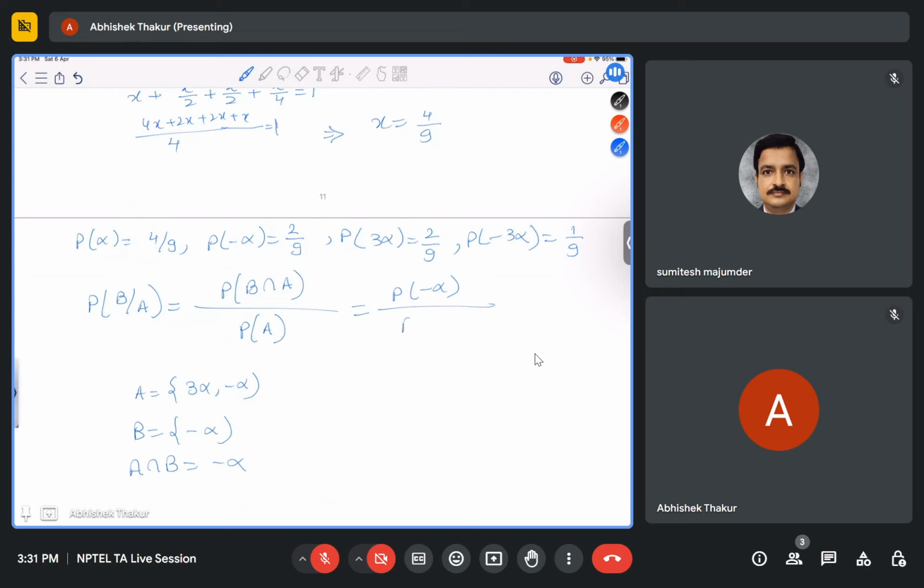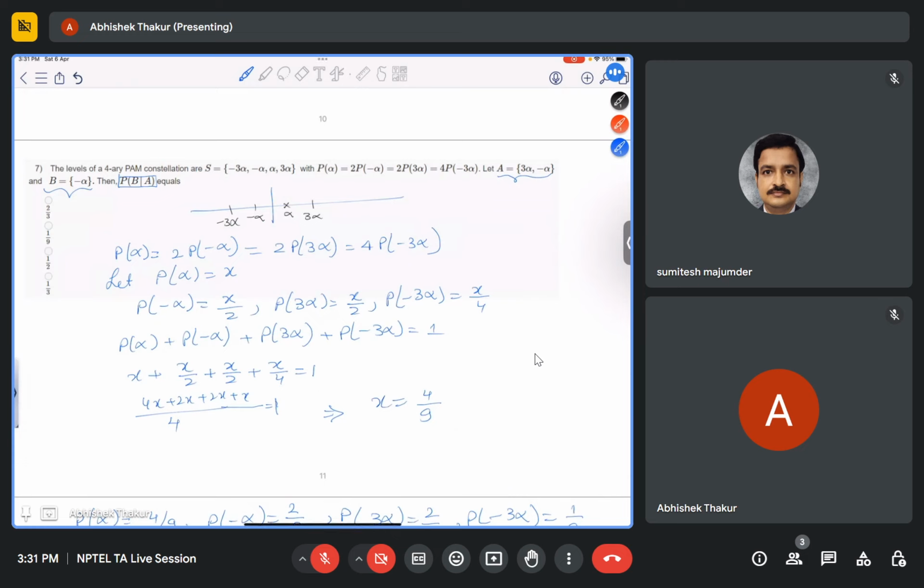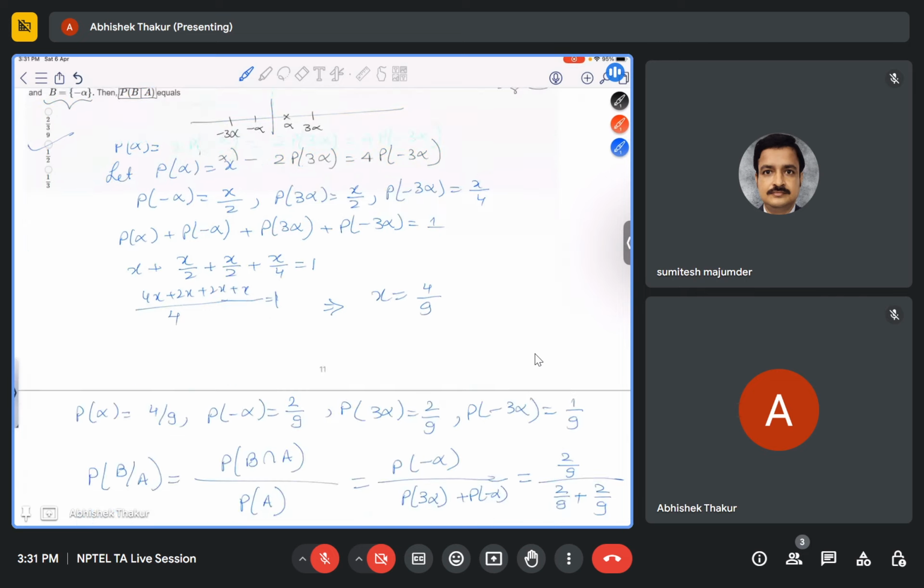The probability of A is the probability of 3 alpha plus the probability of minus alpha. So this is equal to the probability of minus alpha, which is 2 by 9, divided by the probability of 3 alpha, which is 2 by 9, and again minus alpha, which is 2 by 9. When we do the sum, we get 2 by 9 divided by 4 by 9. So this is equal to 1 by 2. From the options, option C is the correct answer for this question, that is 1 by 2. Now we'll move on to the next question.